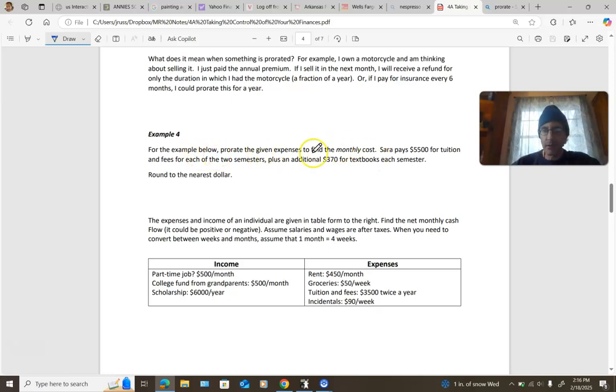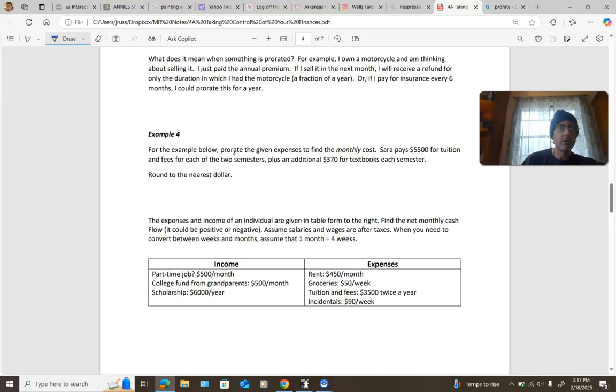And it says round to the nearest dollar. There's 2 semesters in a year, and if I'm reading this correctly, it's $5,500 for tuition and fees for each of the 2 semesters. So what I would do here, guys, is figure out what she's paying on an annual basis and then divide that by 12. That will prorate it to a monthly cost.